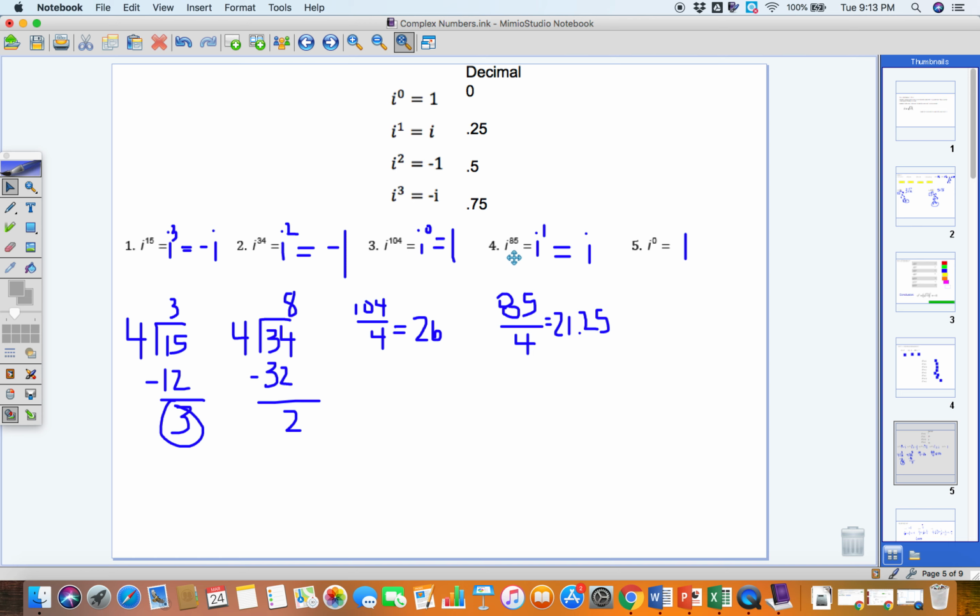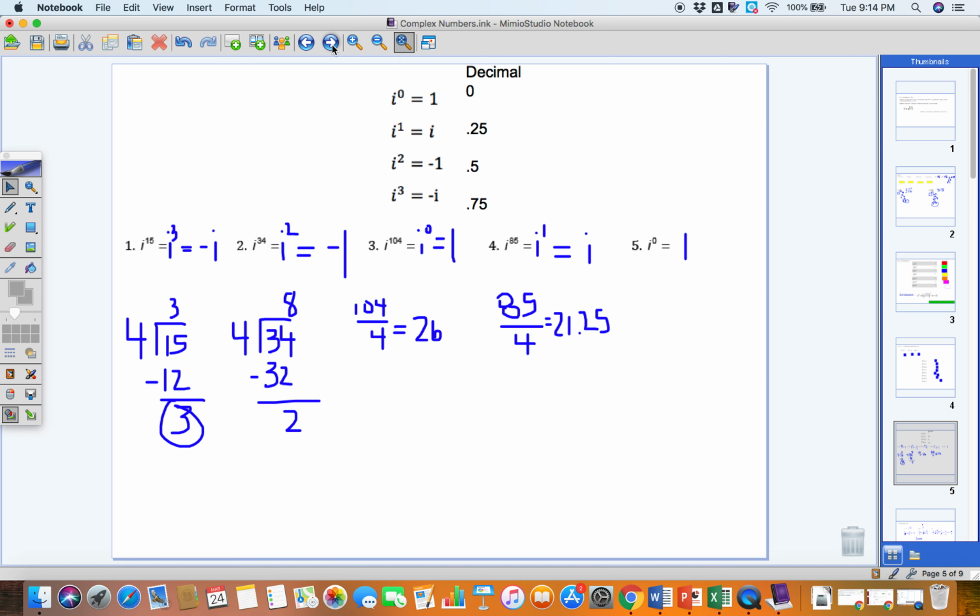On the i to the 85th power, 85 divided by 4 is 21.25. I'm going to look at my decimal, which is 0.25, which means it's equivalent to i to the first power, which means it simplifies into, excuse me, into i, because anything raised to the first power is itself. And then finally, on the last one, anything to the 0 power is 1 all the time.